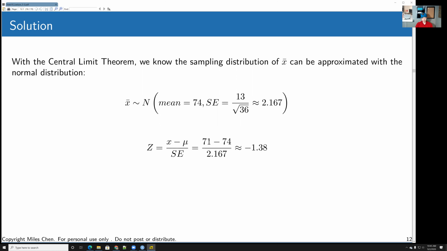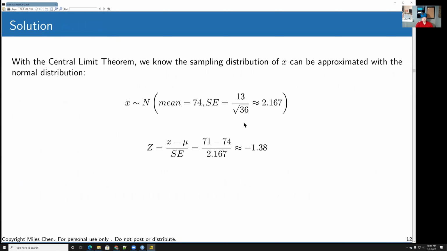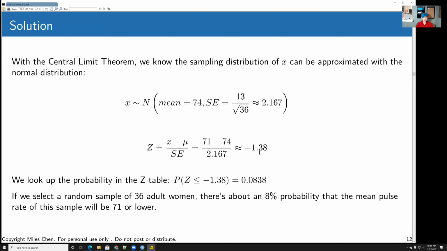So our z-score is going to be 71 minus 74. We take the value that we want to know about, what's the probability that x bar is less than 71, so we do 71 minus the mean, 74, divided by our standard error, 2.167. I get a z-score of negative 1.38. And now that I have a z-score of negative 1.38, I can go to the z-table to look up that probability.